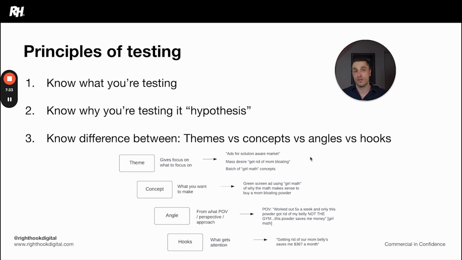For example, in our sprint, it's very normal where we'll say, hey, we want the theme of this sprint for this brand to be around making ads for a solution-aware market, so we can open up a new market and scale. It may be, hey, we need to test a new desire, so we want the theme of these ads we make to be around getting rid of mom bloating.